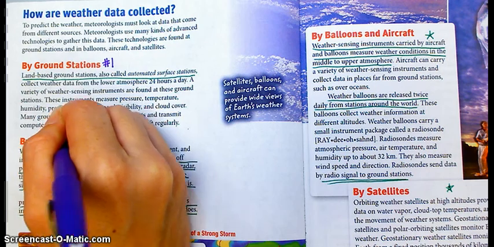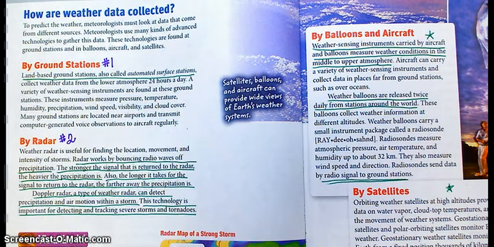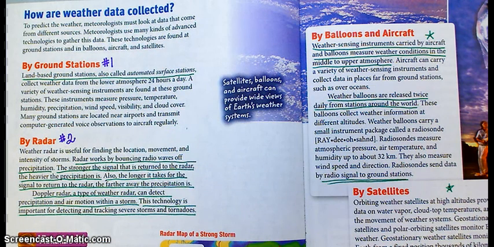We can use radar. Okay, radar works by bouncing radio waves off of precipitation, and the stronger the signal that's returned to the radar, the heavier the precipitation is. Also, the longer it takes for the signal to return, the farther away the precipitation is. So we can also figure out how far away the precipitation is and how heavy it is.